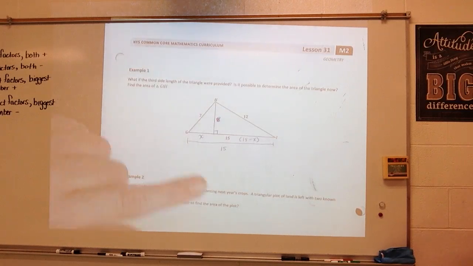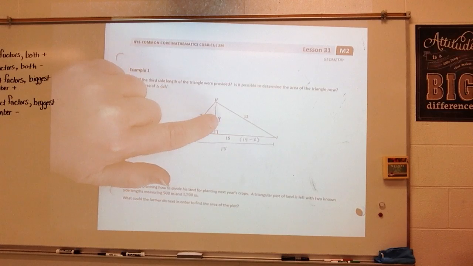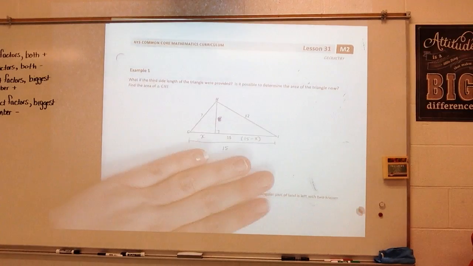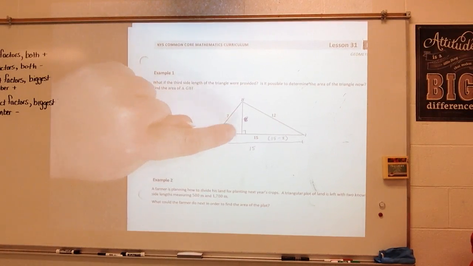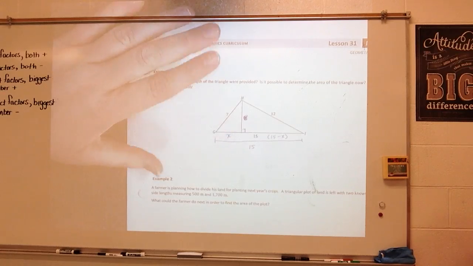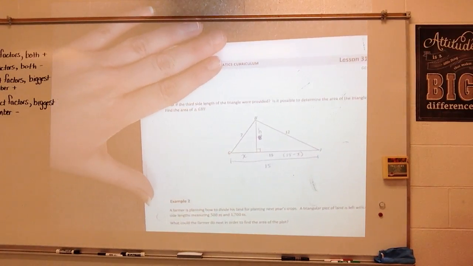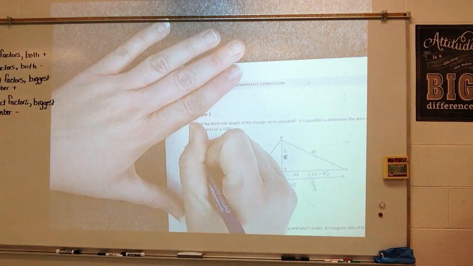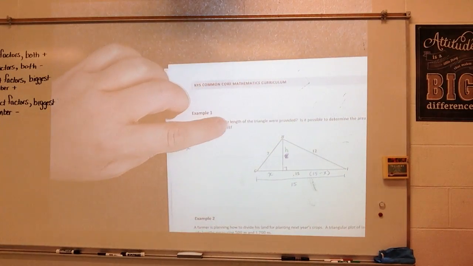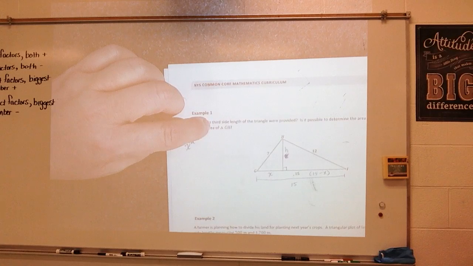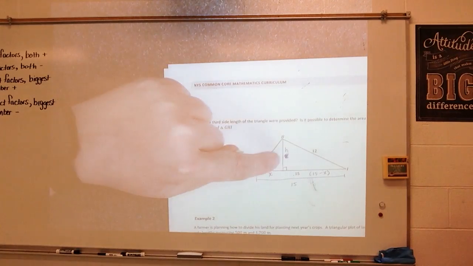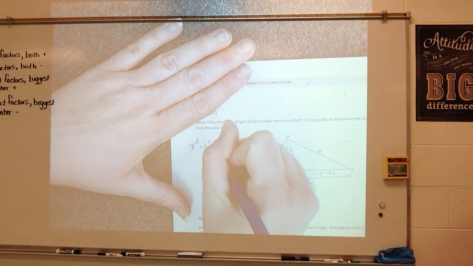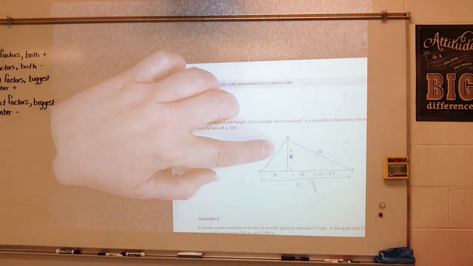Alright? So, I can figure out my height here by using the Pythagorean theorem. I'm going to start simple, and I'm going to use this triangle over here, because that's our height. Pythagorean theorem, a squared plus b squared is equal to c squared. So x squared plus h squared is equal to c squared, 49.